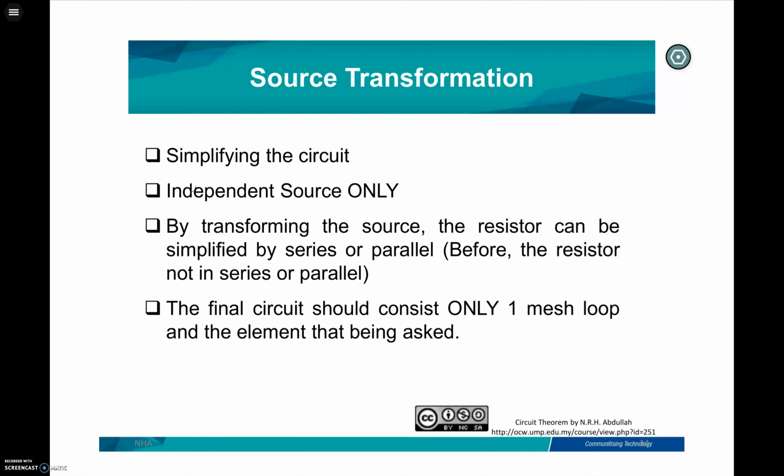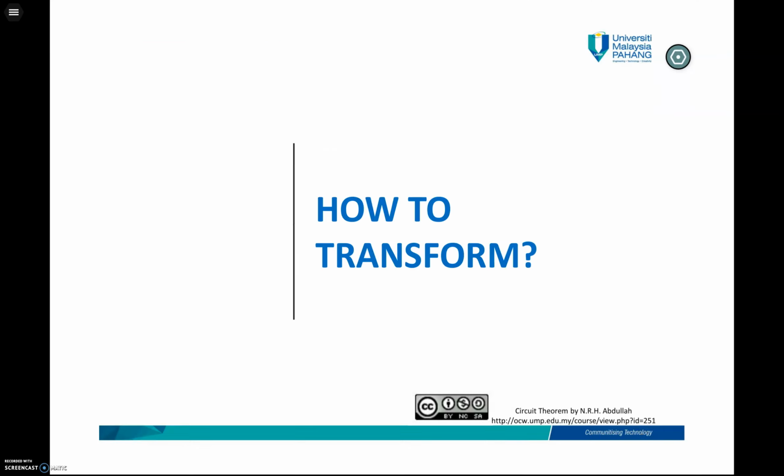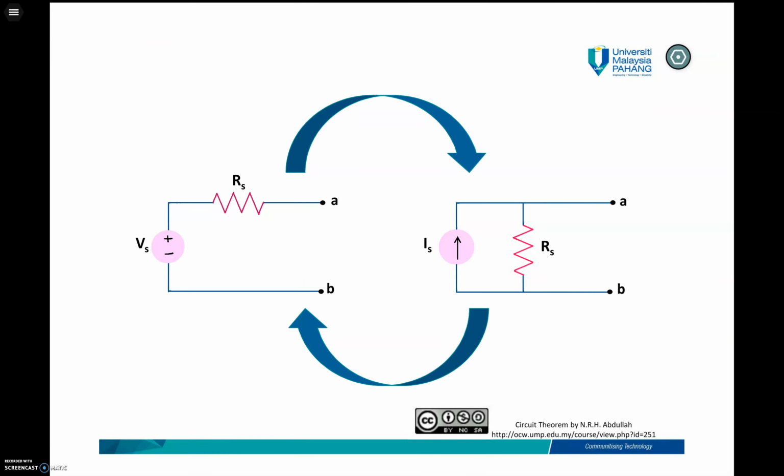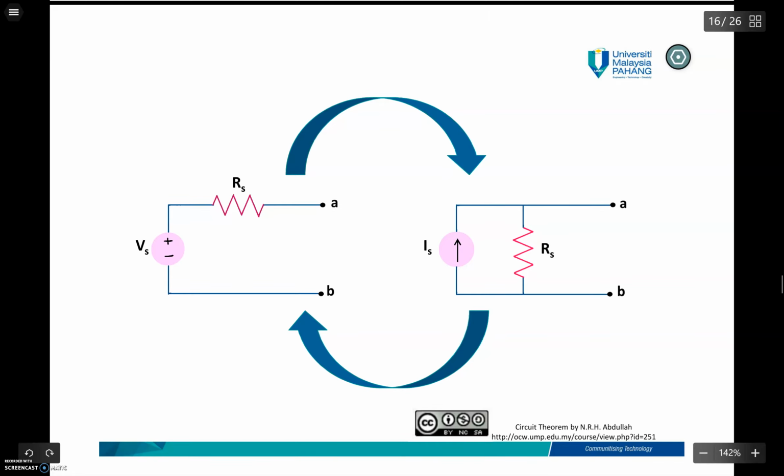This means that, for example, if the circuit consists of 4 loops, you can apply the source transformation to reduce the number of loops by 3, 2, until it becomes only one loop. Do you know how to transform? This is the transformation circuit. Can you see that for the first circuit?